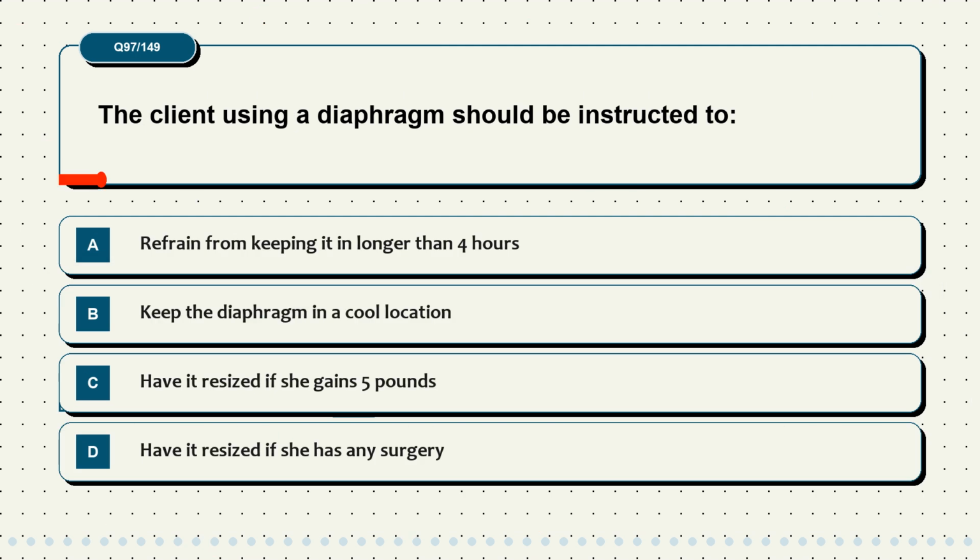Question 97. The client using a diaphragm should be instructed to. Here are the options. Option A. Refrain from keeping it in longer than 4 hours. Option B. Keep the diaphragm in a cool location. Option C. Have it resized if she gains 5 pounds. Option D. Have it resized if she has any surgery.